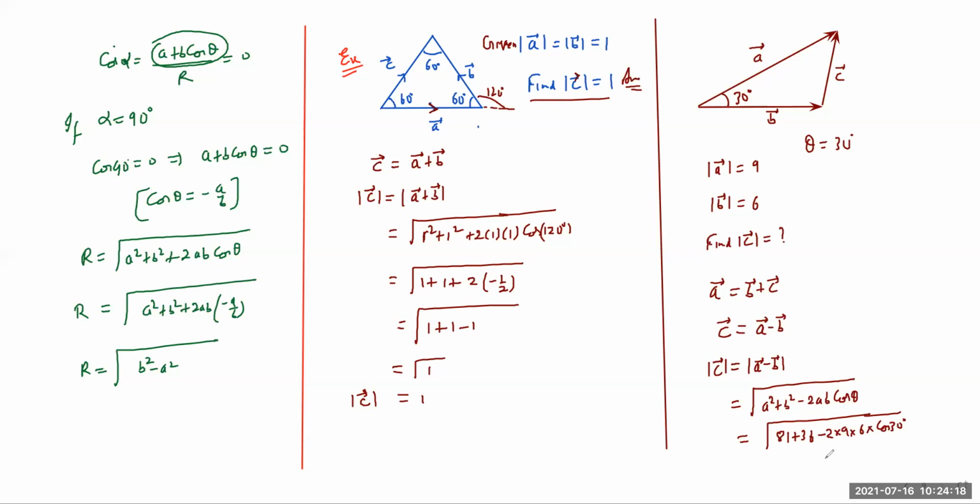Sir, I got this answer. Whatever it is, by the cosine law you can just substitute and you can get the mod of C here. 81 and 36 is how much? 117. And then minus 296 cos 30. That's the answer.